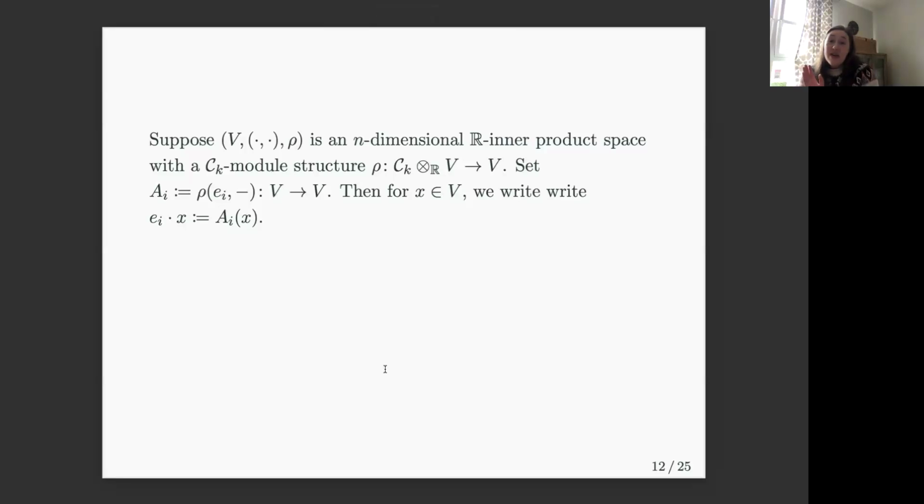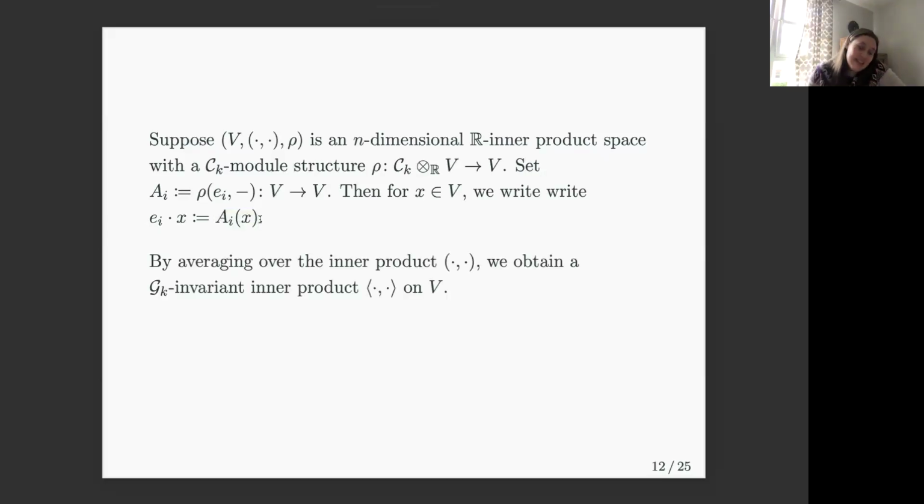Now give yourself an inner product space that has a CK module structure. So there's some kind of Clifford algebra action on this. I'm calling the module map rho. And I'm going to write AI for the automorphism of the vector space coming from the ith generator of the Clifford algebra under this module map. This gives rise to something called the Clifford multiplication. So you can act on a vector in the vector space by a generator of the Clifford algebra using this automorphism.